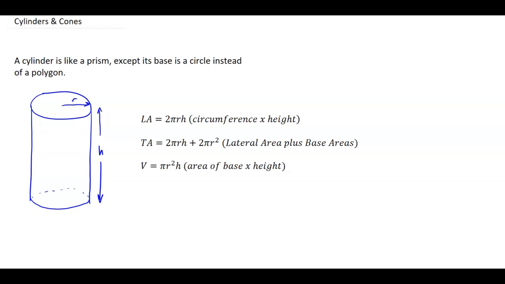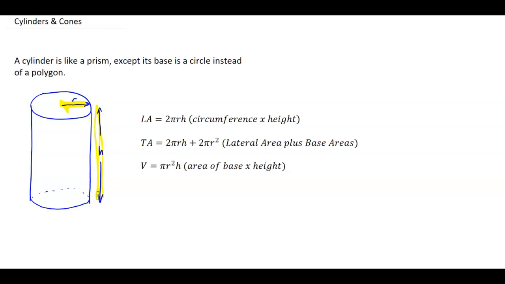Cylinders and cones. Now, if you watched my screencasts on prisms, then working with cylinders and cones is going to be very similar to that, okay? Now, the nice thing about cylinders is you only need to know two things. You just need to know the radius of the base and the height of the cylinder itself.